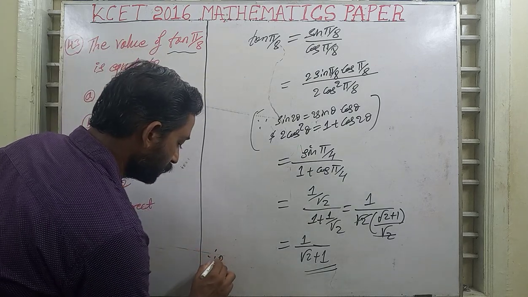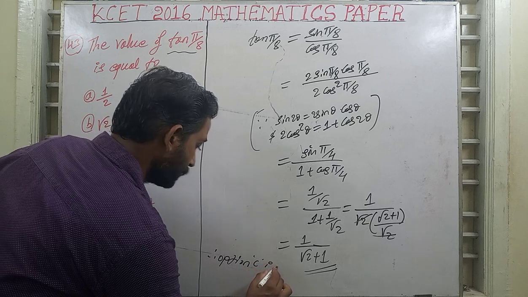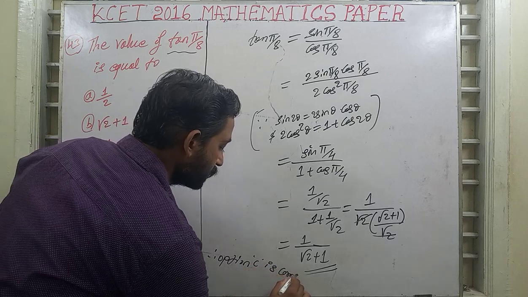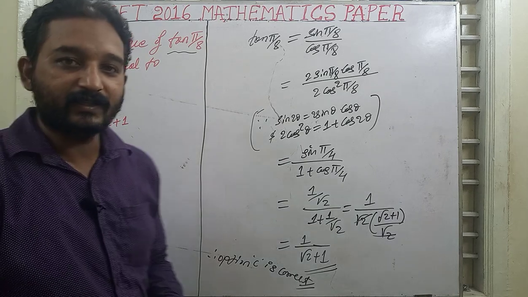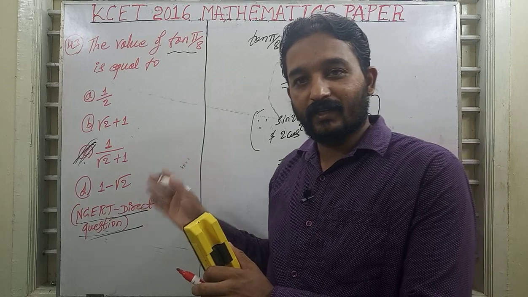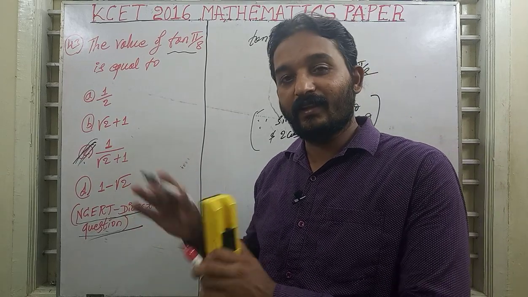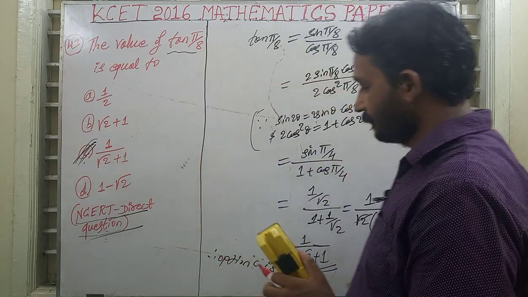Therefore, option C is correct. So this is an NCERT direct question. All the students can attempt this question easily because they have already solved it in the NCERT textbook, but in another way. So this is a different way. Okay, so take down.